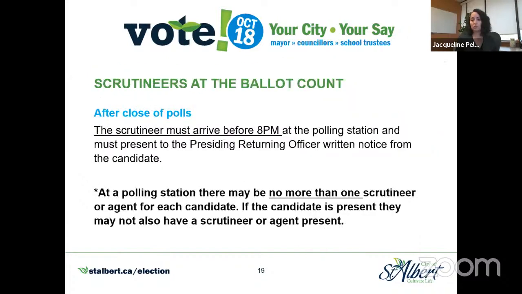Now, if a scrutineer wishes to observe the ballot count after the close of polls, it's very important to remember the scrutineer or the agent must arrive before 8 p.m. at the polling station. Otherwise, we cannot let them in. They must also, once again, present the presiding officer with the written notice from the candidate. Another important note on this slide, at any voting station, there can be no more than one scrutineer or agent for each candidate. Also, if the candidate is present to observe the vote, they cannot also have a scrutineer or an agent present.